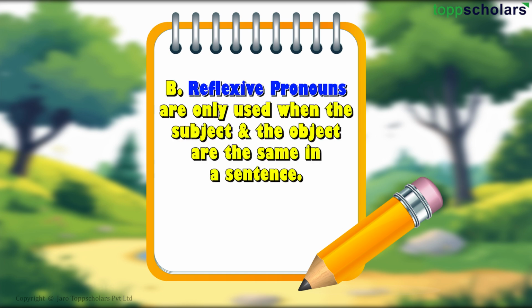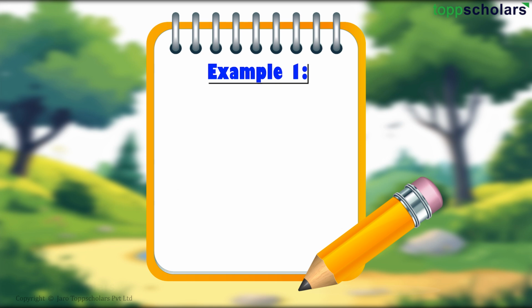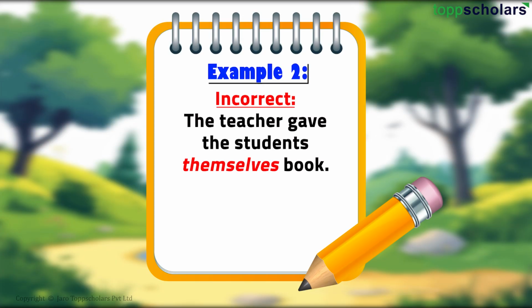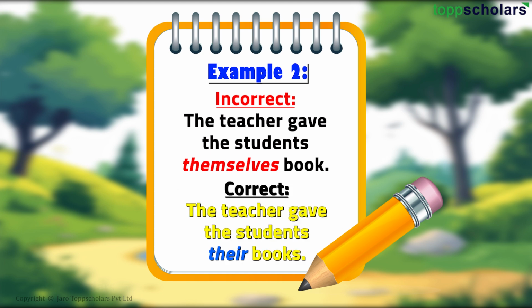B. Reflexive pronouns are only used when the subject and the object are the same in a sentence. For example, correct: She is writing the assignment herself. Incorrect: The teacher gave the students themselves book. Correct: The teacher gave the students their books.